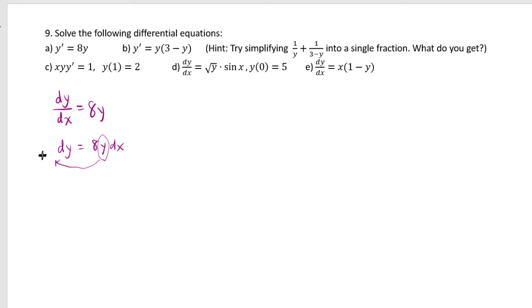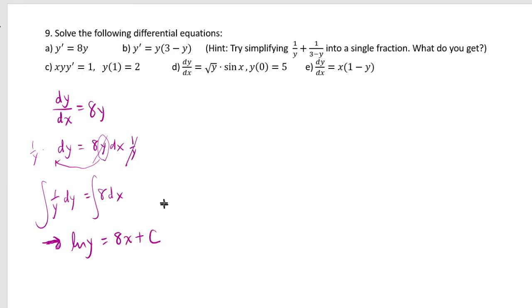So what I'm going to do is multiply both sides by 1 over y, because then this and this will cancel, and now you will have y on this side. And that's nice because now you can integrate. The integral of 1 over y is ln of y. When you're solving differential equations, you don't need the absolute value, so it's okay. And also you only need to put plus c on one side.